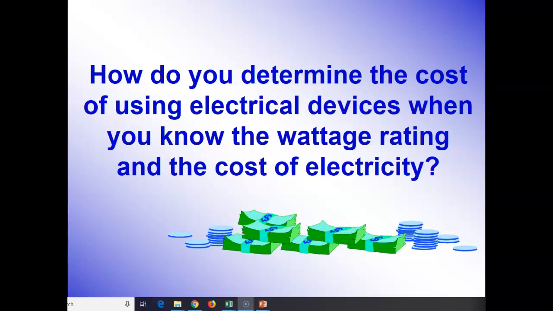So the last thing we're going to talk about is determining the cost of using electrical devices when you know the wattage rating and the cost of electricity.